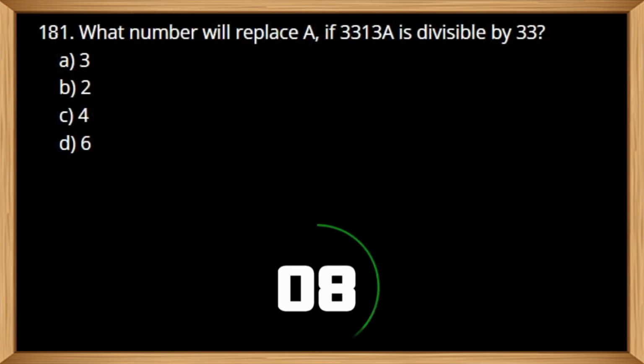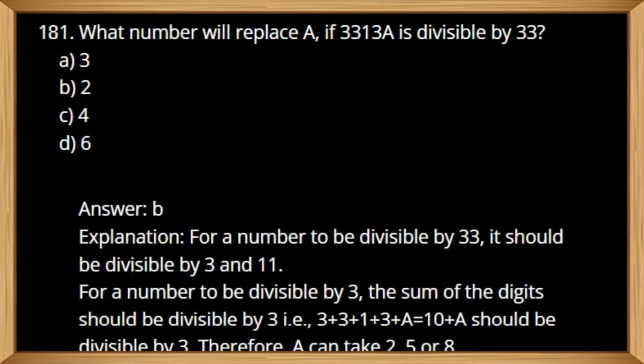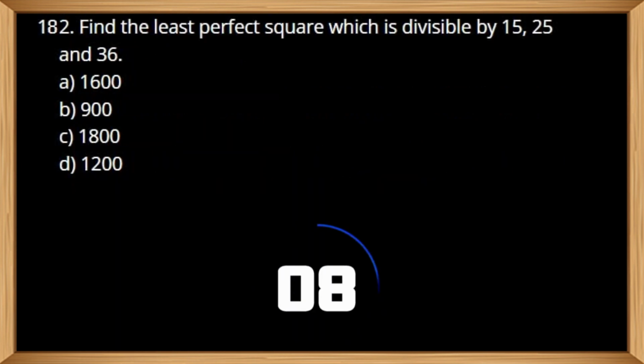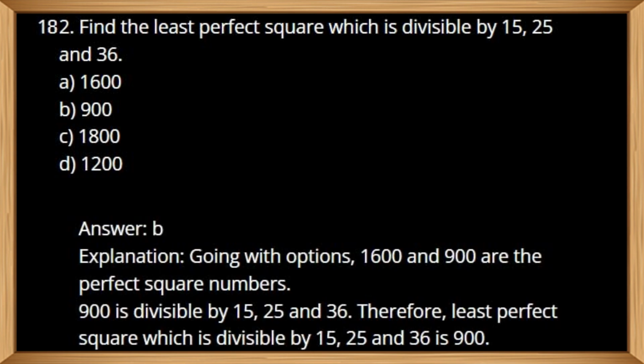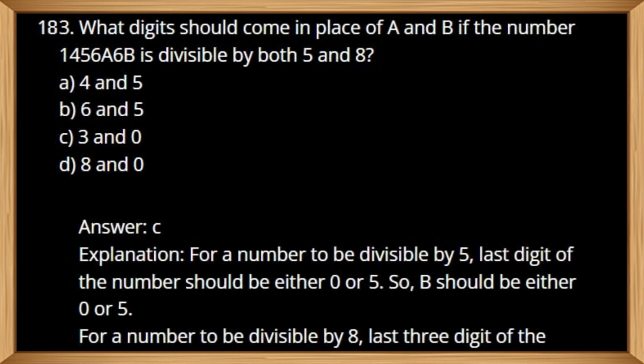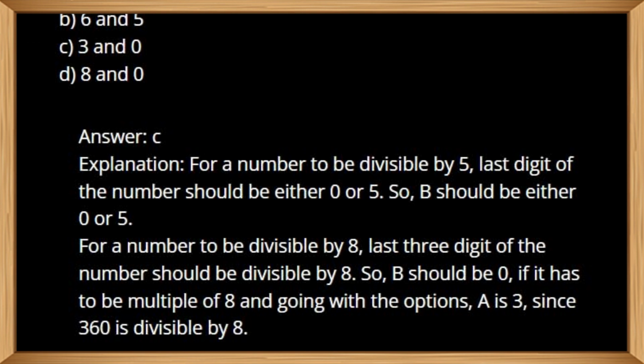What number will replace a if 3313a is divisible by 33? Option B 2. Find the least perfect square which is divisible by 15, 25 and 36. Option B 900. What digits should come in place of A and B if the number 1456A6B is divisible by both 5 and 8? Option C 3 and 0.